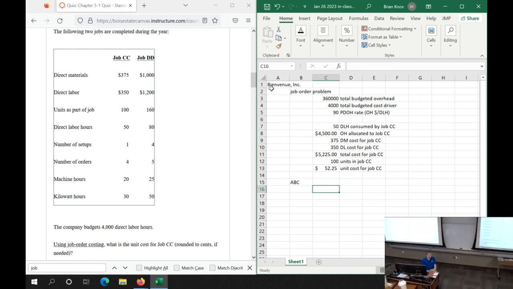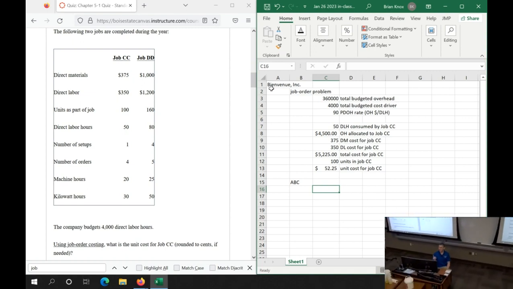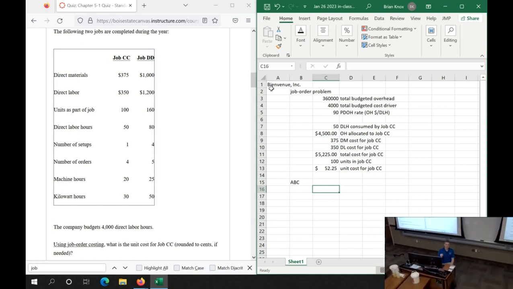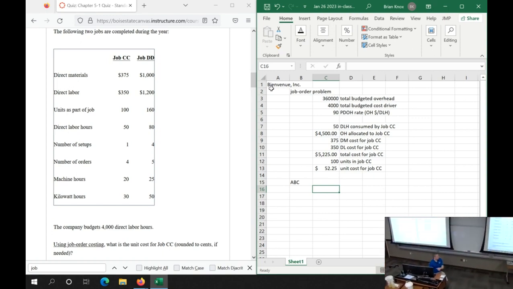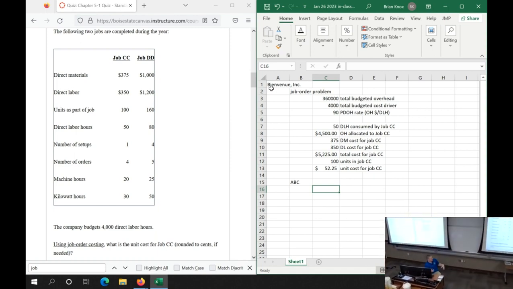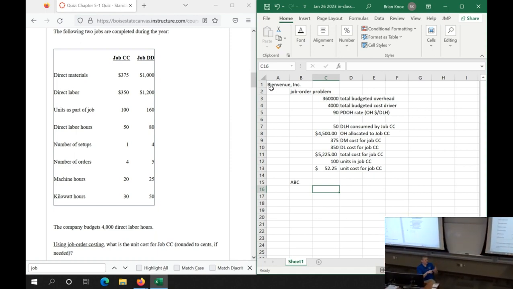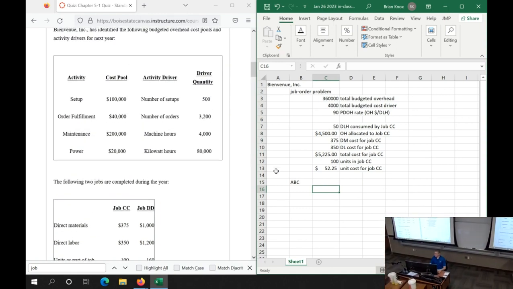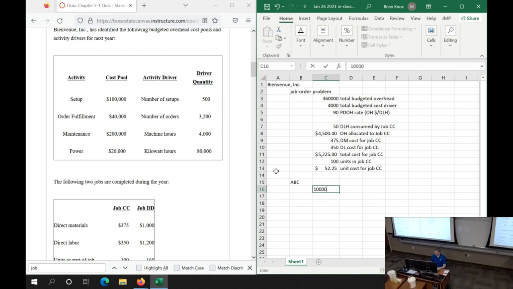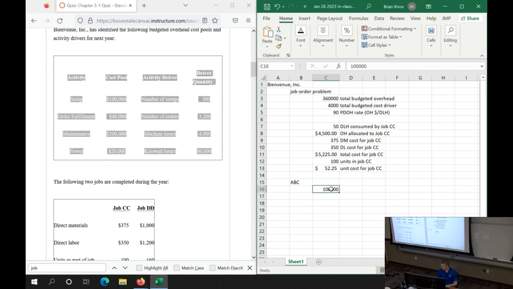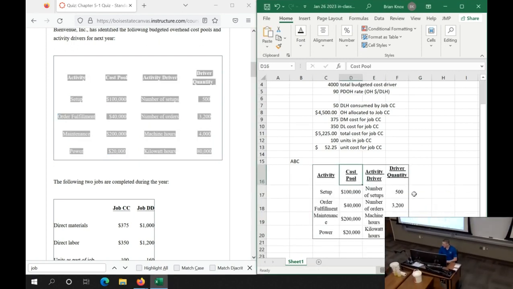In fact, let's do that right now, unless somebody else has a question about what we did here. Yeah, so let's take these same numbers, but then if we were doing ABC, what would be the unit cost for job CC? And we will indeed take into account how much consumption of each of the activity drivers is being consumed. So I'm going to set up the table now, 100,000. I'm going to copy the table over. In fact, let me see if it'll play nice. And copy over. Yeah, that's not bad.